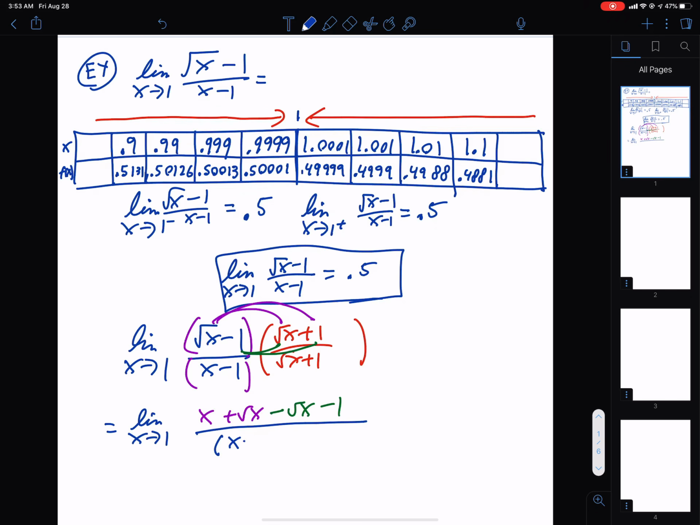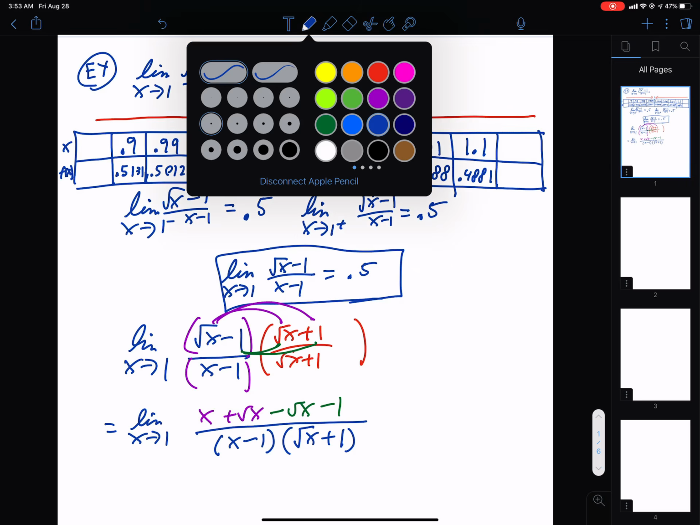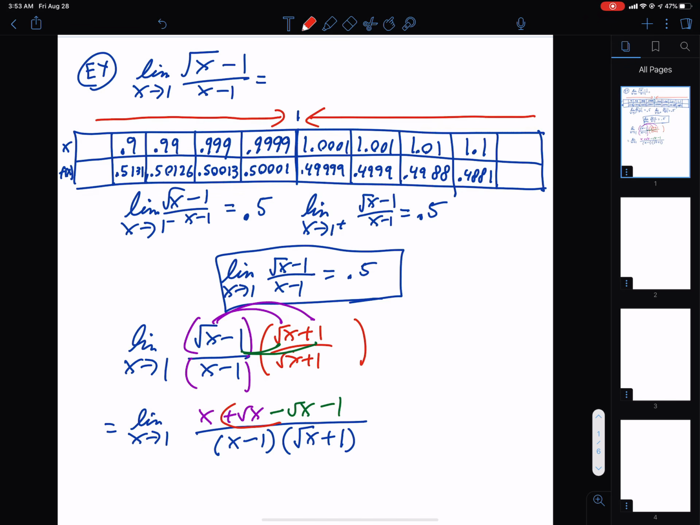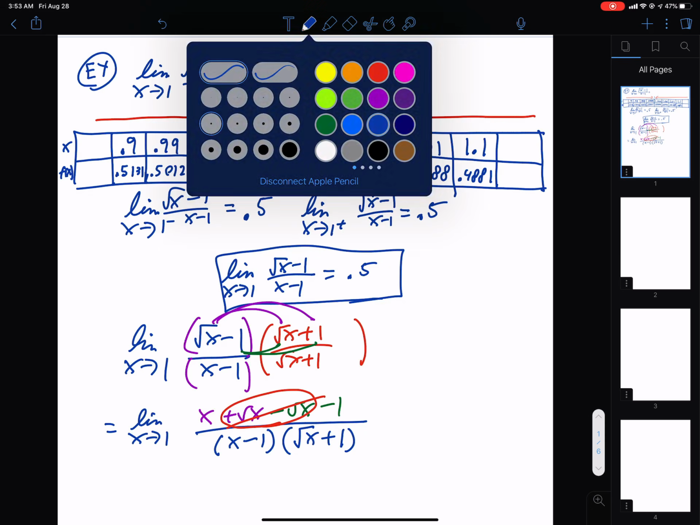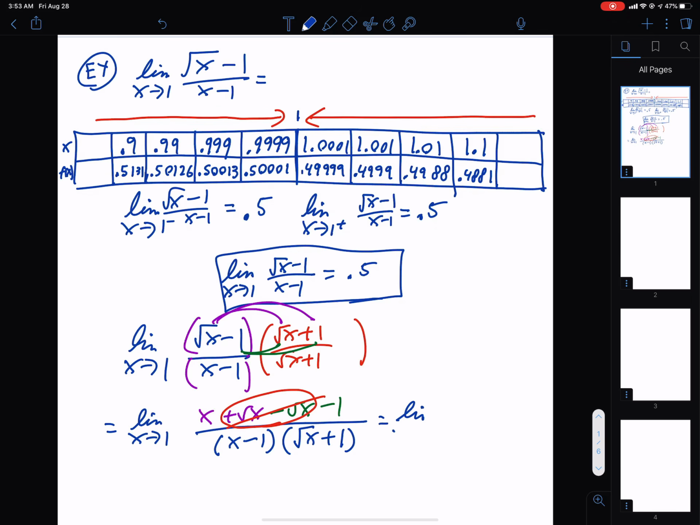We multiply the top out because we knew it's going to rationalize and get rid of the radicals. But our end goal is to get something to cancel. We want factored form, and then we can cancel. So you will notice that these will cancel because we have difference of two squares. So I'll go ahead and rewrite this for you. We have the limit as x approaches 1 of x minus 1 over x minus 1 times radical x plus 1. And you will notice those cancel.